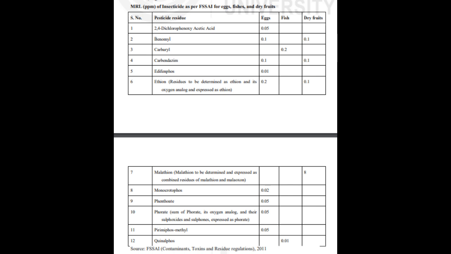Pesticide residue in food grains: 1. 2,4-dichlorophenoxyacetic acid, 0.01; 2. Bitertanol, 0.5; 3. Carbaryl, 1.5; 4. Carbendazim, 0.1; 5. Chlorpyrifos, 0.05; 6. Deltamethrin (decamethrin), 0.3; 7. Dichlorvos (DDVP), 1. 6.7 Reduction of pesticide residues in food.